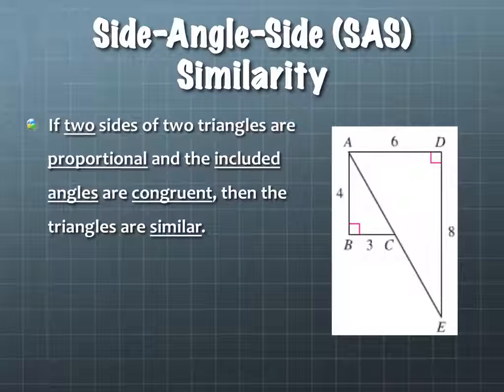Sorry, I was looking at my next one. Okay, so we have our two sides here. You've got the 6 and the 8, and you've got the 3 and the 4. Those are proportional, and the included angle is congruent, then the triangle is similar.